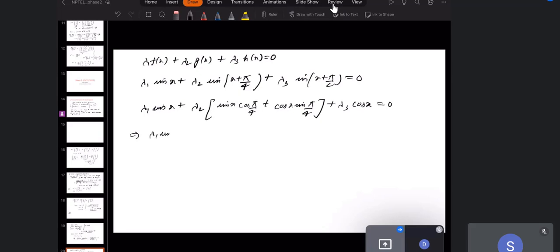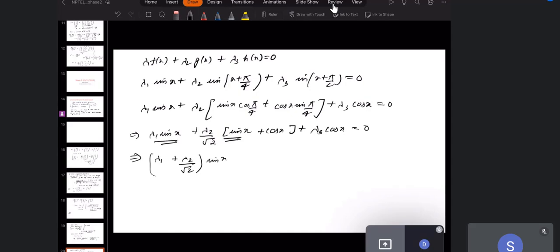So we can write this as lambda 1 sine x. Cos pi by 4 and sine pi by 4 are 1 by root 2, so root 2 will come out. We have sine x plus cos x, plus lambda 3 cos x is equal to 0. Now we can collect the sine x terms together: lambda 1 plus lambda 2 by root 2 times sine x. Then lambda 2 by root 2 plus lambda 3 times cos x is equal to 0.